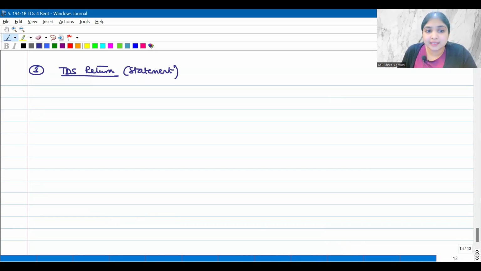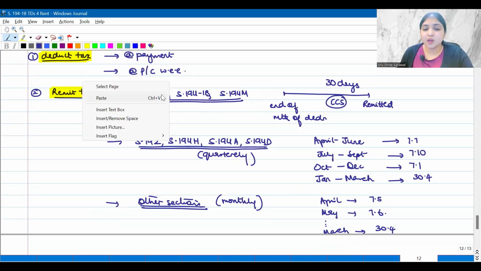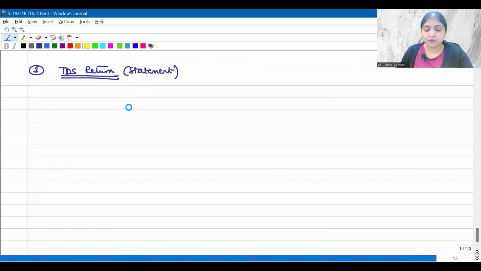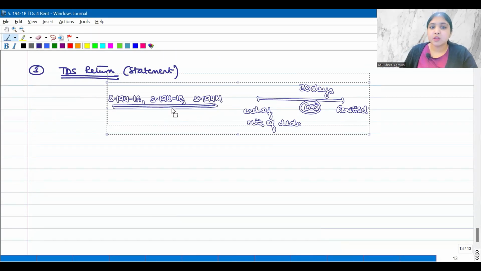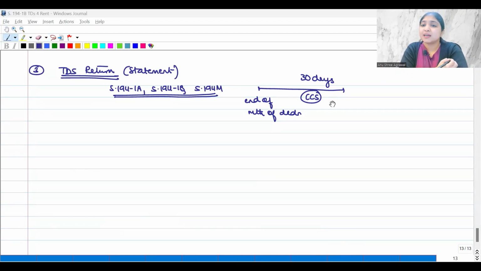He's supposed to file the TDS return, that is, the TDS statement. Now, when is he supposed to file? If it is any of these three sections, 194IA, 194IB and 194M, you know that the remittance of tax and TDS return are combined into a challan cum statement. This challan cum statement has to be filed within 30 days from the end of the month of deduction.